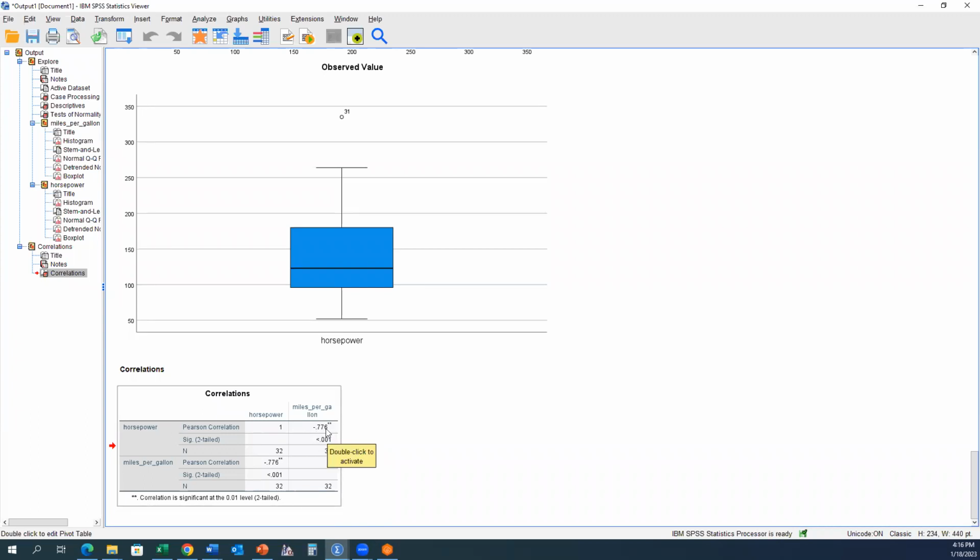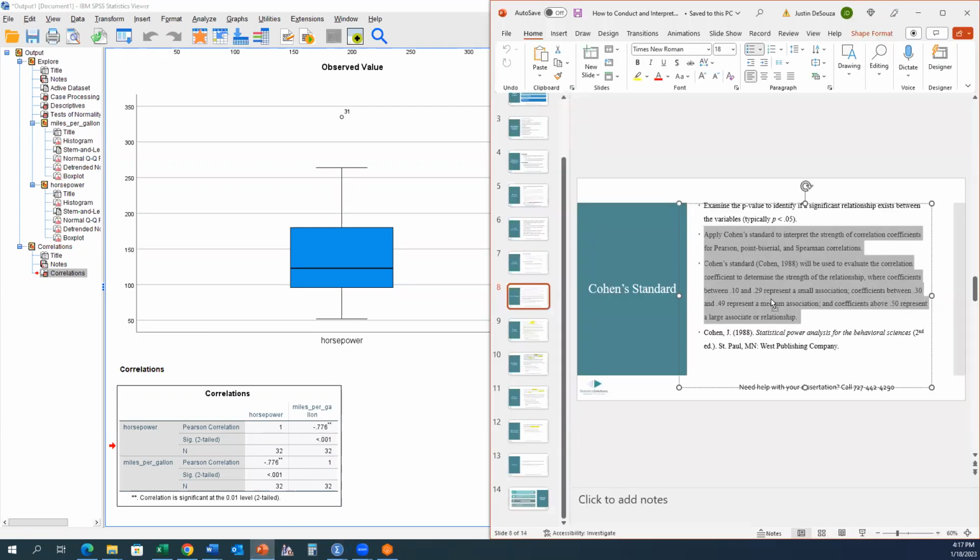A couple things to consider is that for one, it's a negative value, meaning we have an inverse relationship. As horsepower increases on a car, the mileage tends to decrease, which makes sense intuitively. And then you interpret how strong is it? And it's 0.776. So you compare that 0.776 to this citation, which says anything above a 0.5 represents a large or a strong association.